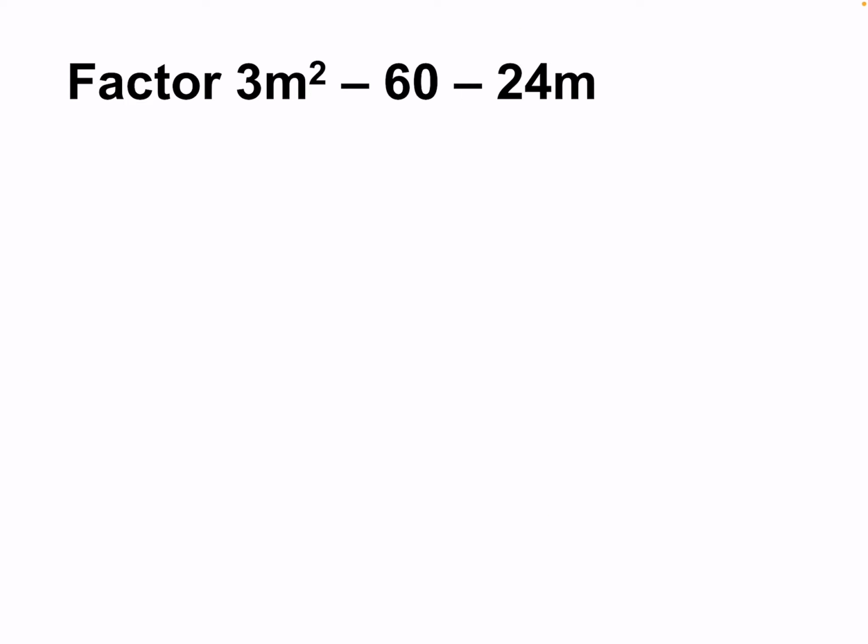All right, take a look at this one. First thing I notice is everything needs to be rearranged. So let's rearrange. 3m squared minus 24m minus 60. Okay? We have decreasing degrees of the variable. Now, is there a GCF? Yes, there is. Can you tell me what the GCF is?